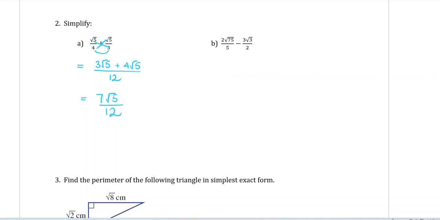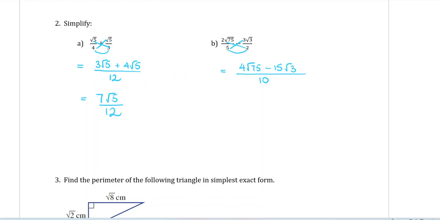Let's do that again for part B. If I want to subtract these fractions, I need a common denominator. 5 times 2 is 10. Then, to fix the numerators, the 2 has to times with the top of the first fraction. 2 times 2 makes 4 square root 75. Then minus 5 times 3 is 15 root 3.